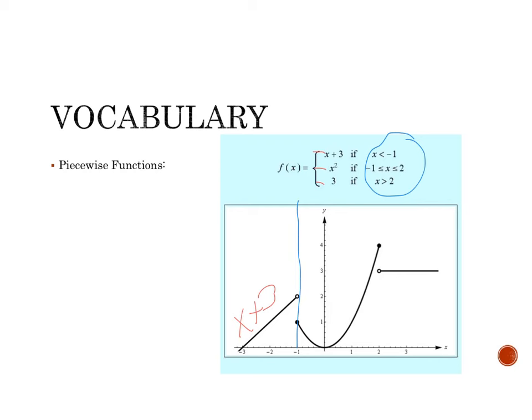The middle section is between -1 and 2, that's right here. And we can see that looks like a part of a parabola, such as x squared. And then the last one, just 3, that's just a horizontal line where x is greater than 2, so that'd be to the right. And what we're going to be doing today is learning how to graph just certain pieces of the graph, but not the entire graph.